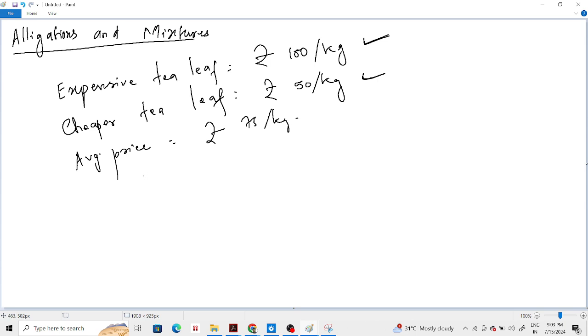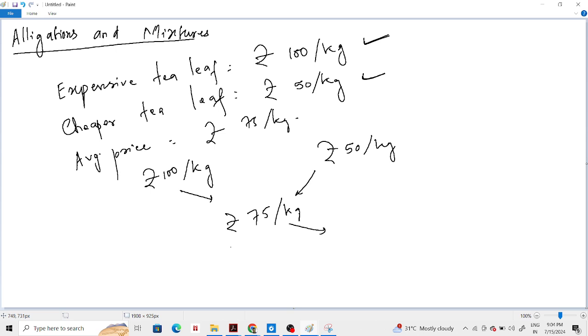So what do we do? We use the butterfly technique. Okay, so we write down the expensive tea leaf price over here in per kilo. Remember that always the price in this alligation rule should be in per kilo, and here we write down rupees 50 per kilo. Here we write down the mean price per kilo. So that gives me 25.